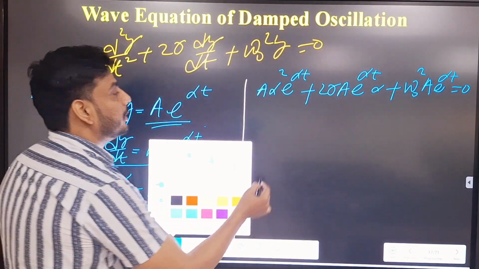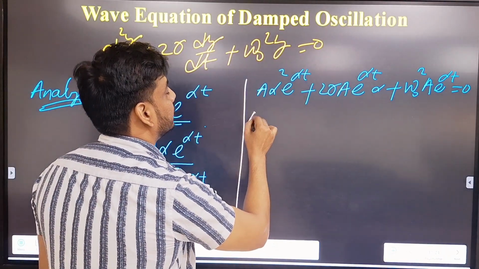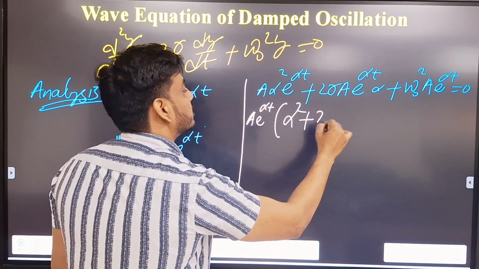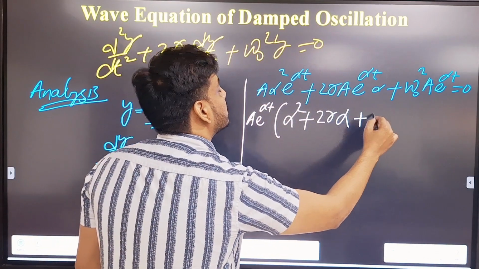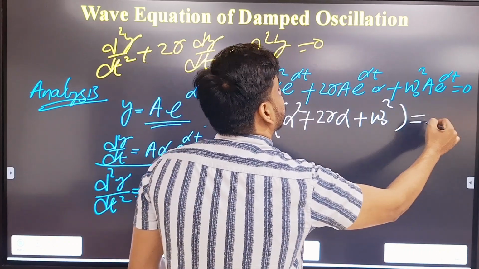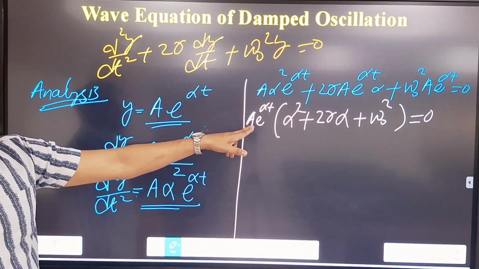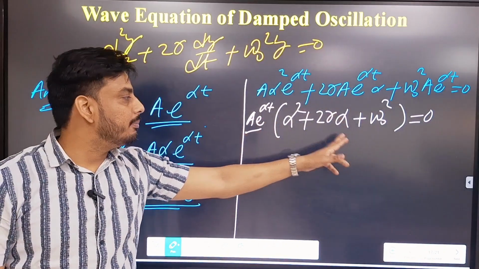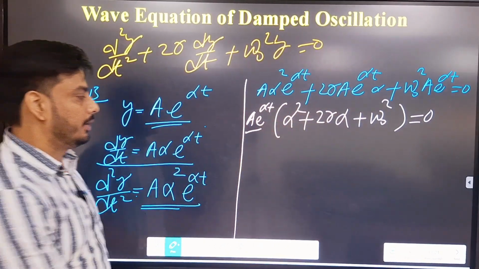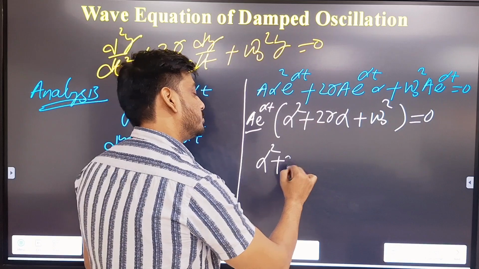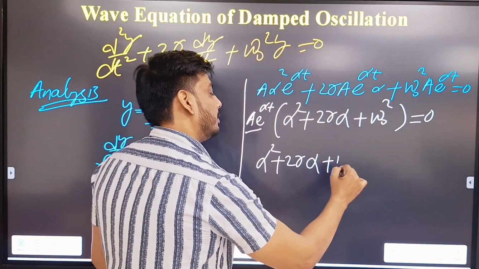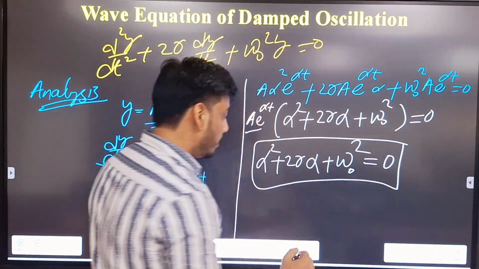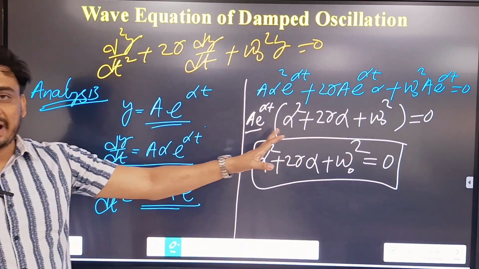Now we can take a e to the power alpha t common. This will be alpha square plus 2r alpha plus omega naught square equal to 0. As this is our assumed solution, a e to the power alpha t cannot be 0, so the term multiplied with it must be 0. So we get alpha square plus 2r alpha plus omega naught square equal to 0. From here we will find the roots alpha.